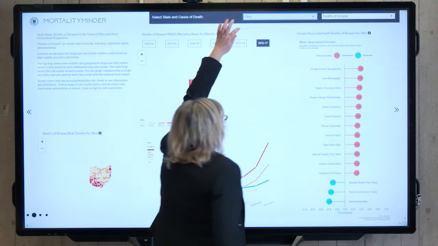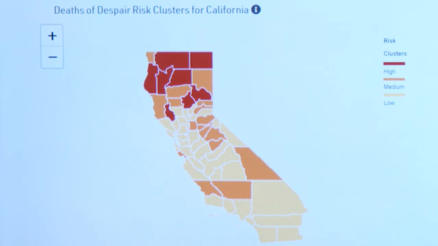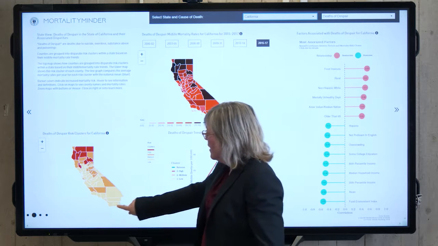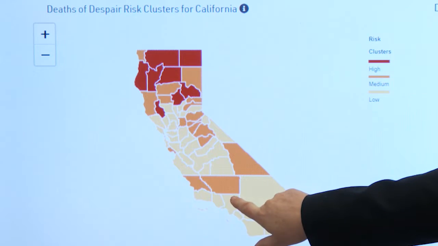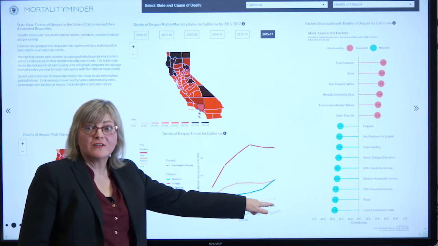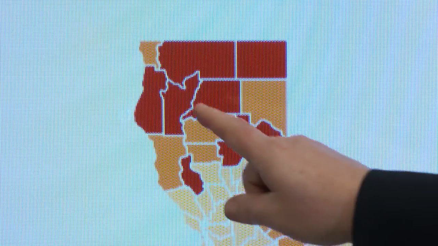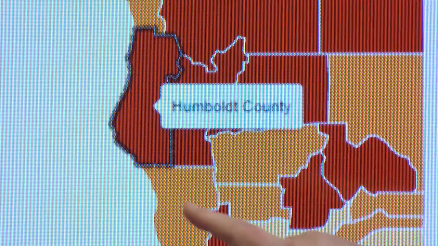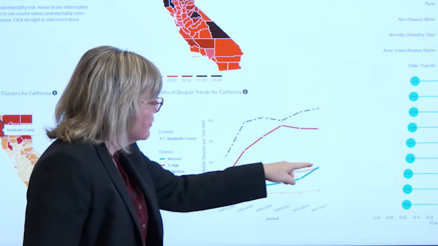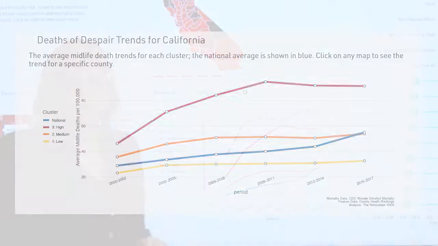So let's look at another state, California. If we look at California, we can see that there are different risk groups, and if we look at a county here like Los Angeles, we can see that it's in this low risk group, and that's actually Los Angeles' mortality rate. It's very, very good and flat. And we can look at a high risk group like Humboldt County up here, and we can see that it's much, much higher. And this is the national average. Much of California is doing better, but some places are doing very poorly.